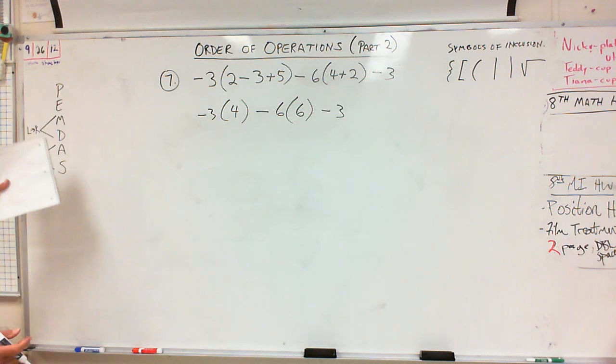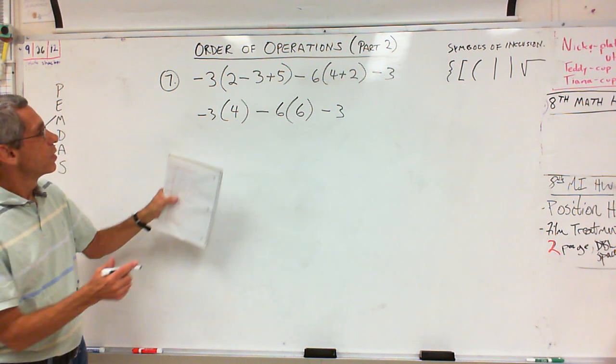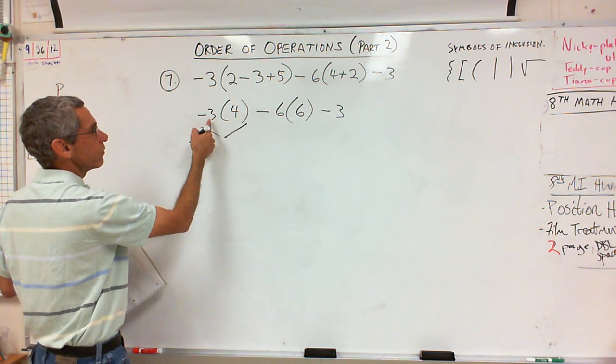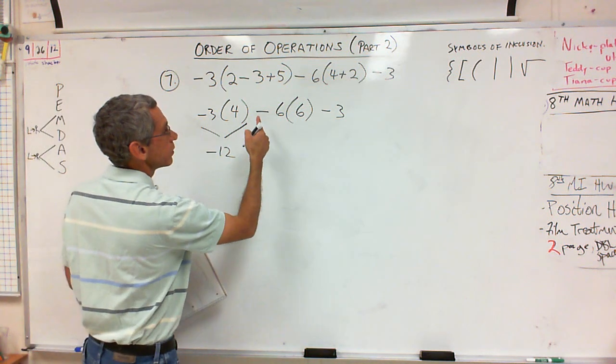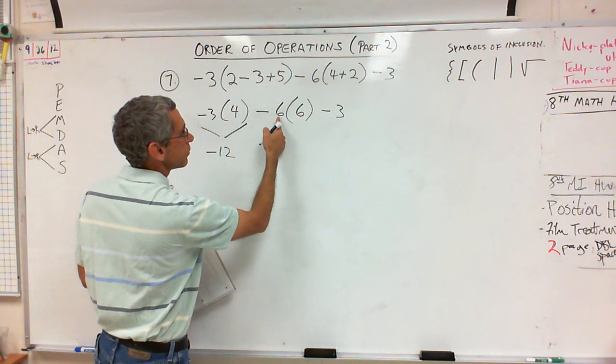Now I'm going to ask myself, are there any exponents? No. Are there multiplies or divisions? Yeah. This is right here. What is negative 3 times 4? Negative 12. We got it. What is negative 6 times 6?